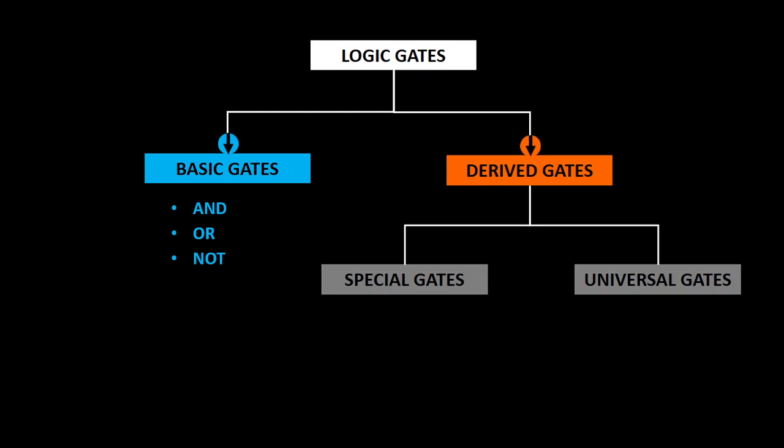So if you use the AND gate and OR gate together, it is going to create some kind of operation. If you use NOT gate and OR gate, or NOT gate and AND gate, these are going to create a combination of gates. Therefore they are called derived gates. In derived gates, there are special gates. The special gates are XOR and XNOR. And there are universal gates. The universal gates are NAND gate and NOR gate.